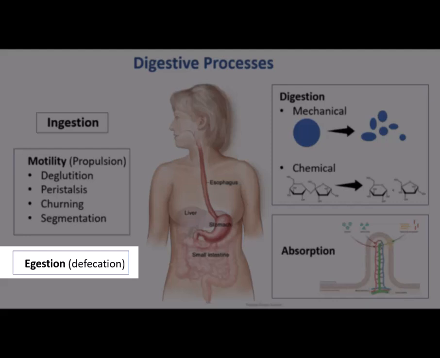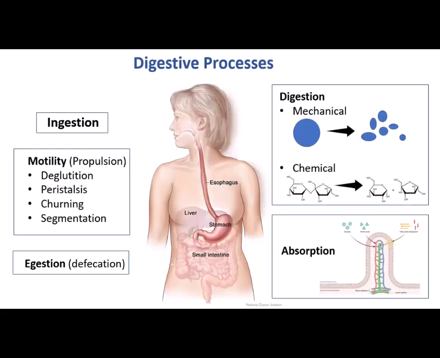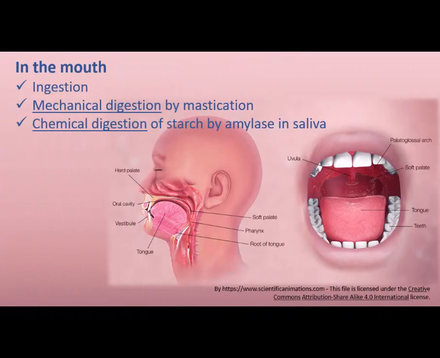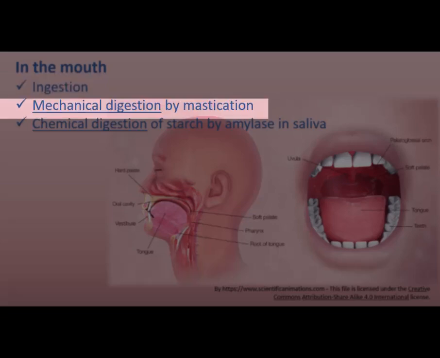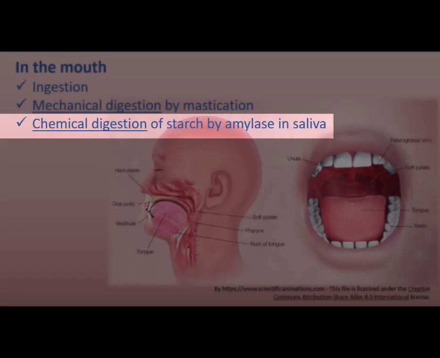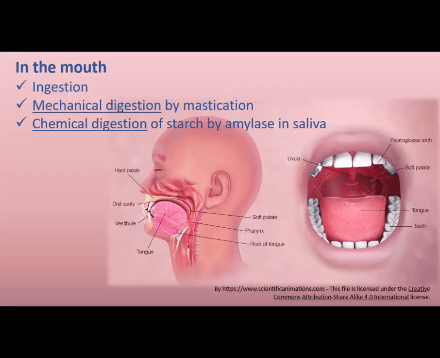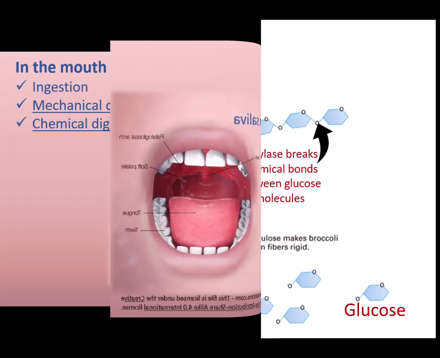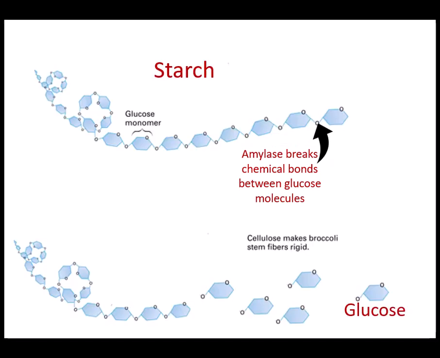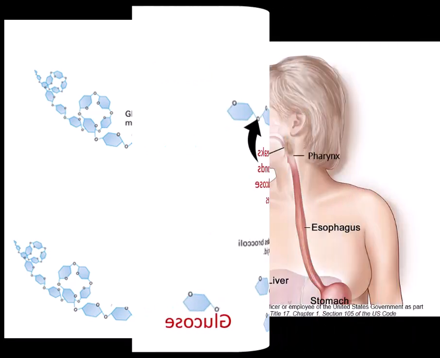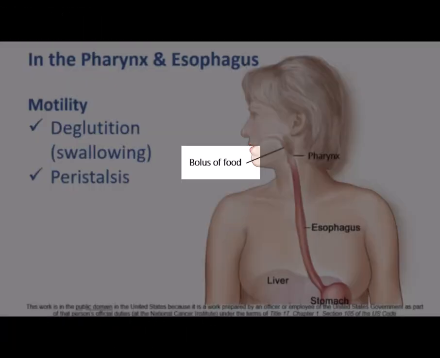A 4th process is absorption, moving nutrients from inside the GI tract to inside the body, and then egestion, also called defecation or elimination. If we start in the mouth, obviously ingestion occurs here, but mechanical digestion in the form of mastication, that's chewing, and chemical digestion of starch also happens here. For the chemical digestion, saliva, produced by 3 sets of salivary glands, contains amylase, an enzyme that breaks the bonds between glucose molecules in starch. Between chewing and the tongue mixing the food with the saliva, a soft mass called a bolus is formed.